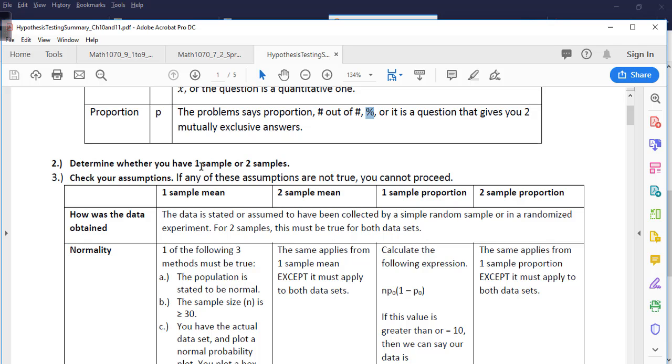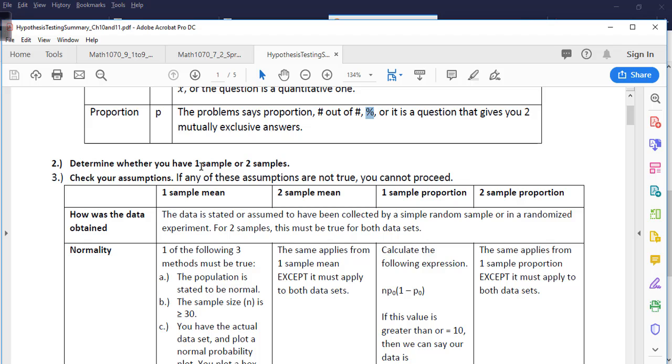For one sample, you have one group of people and you're trying to talk about that one group of people and compare to something that's already happened in the past. Third, we need to check our assumptions. So in order to perform this type of hypothesis testing, there are some things that have to be in place for us to be able to do that.